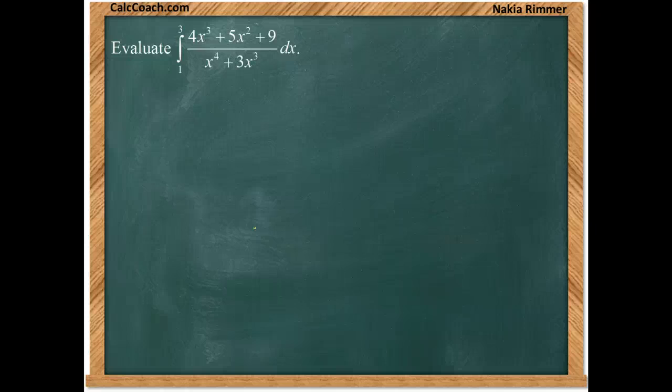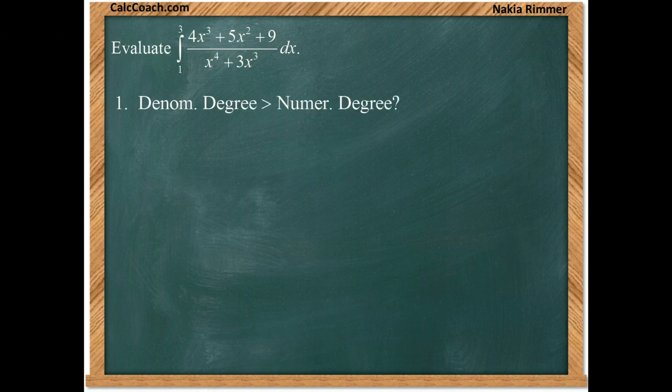Evaluate the integral of 4x cubed plus 5x squared plus 9, all divided by x to the fourth plus 3x cubed, from 1 to 3. The first question we have to ask is, is the denominator degree more than the numerator degree? And it is. So we can start the method.